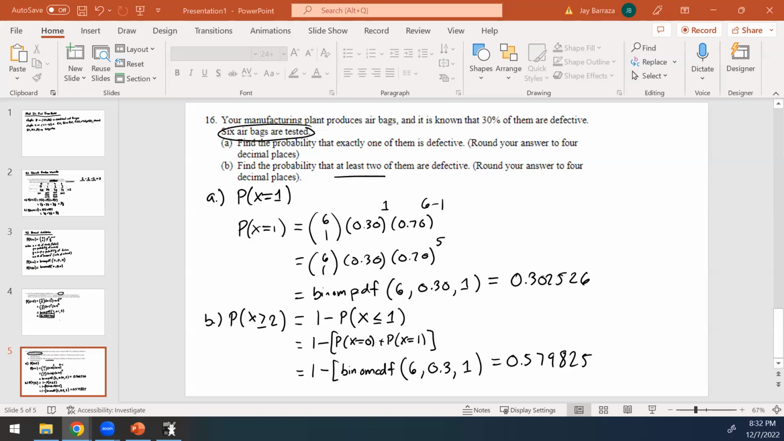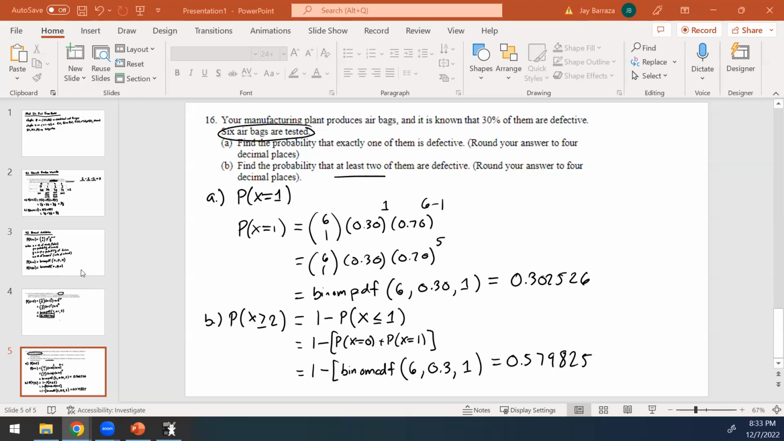Okay, I have a question. For example, if the number was p has to be greater than or equal to 3, would the number in the parentheses be a 2 then? So would it be 1 minus P of X is less than or equal to 2? So you said greater than or equal to 3? Yeah. Yeah, exactly. Then yes.